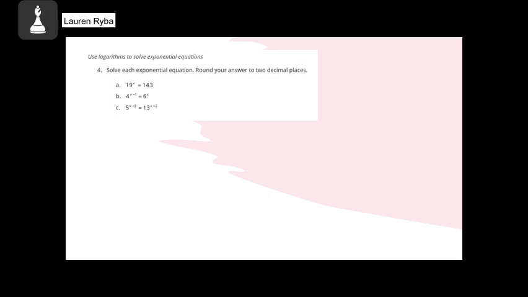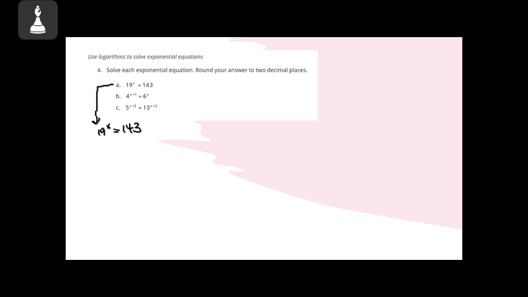Third type of problem we're going to work with. There is no way to make these have like bases. 19 to the x equals 143. There's no way to get 143 to be a power of 19. It just doesn't work. So when there is no way to make them have a like base, what we are going to do is log both sides and then use some properties of logs to help us get x by itself.